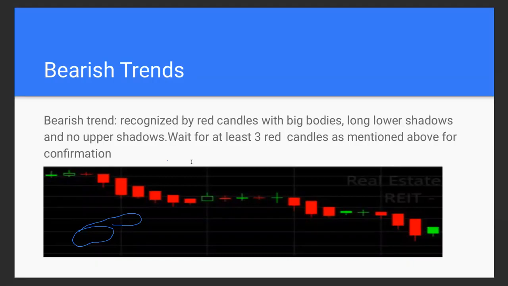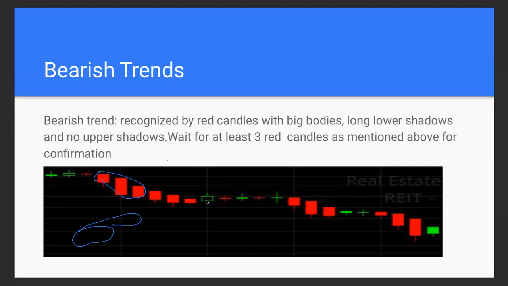Bearish trend is again recognized by red candles with big bodies, long lower shadows, and no upper shadows, right? If you see here, you have these three candles from here. Let me show you this one again. These are the three green red shadows, and it has been going up, and then it has been consolidating and has been going down. So these three red candles will give you an idea that it is going down and down, right? So the trend has been intact.